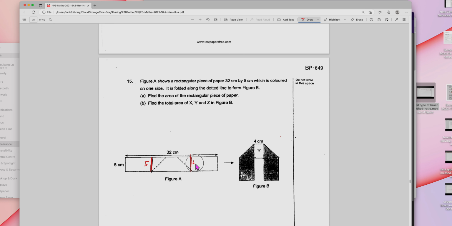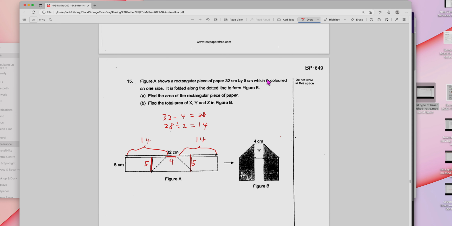This one is 5, right? This one is 4. So therefore this one and this one is 32 minus 4, which is 28. 28 needs to be divided by 2, which gives you 14 each. Right?